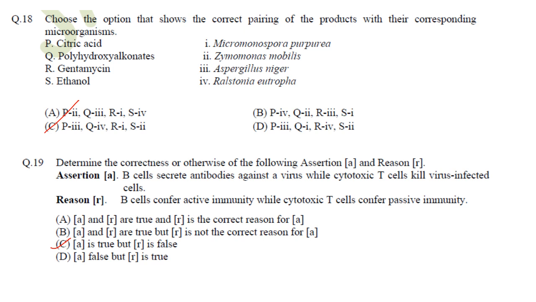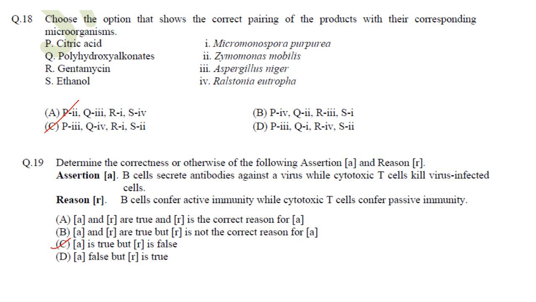Then next one. Determine the correctness or otherwise of the following assertion and reason. B cells secrete antibodies against a virus while cytotoxic T cells kill virus infected cells. That is correct. B cells confer active immunity while cytotoxic T cells confer passive immunity. That is wrong. B cells confer active immunity, okay, but cytotoxic T cells also confer active immunity.